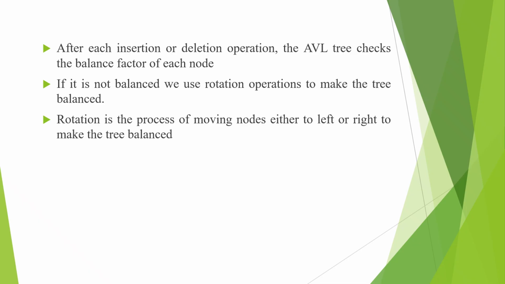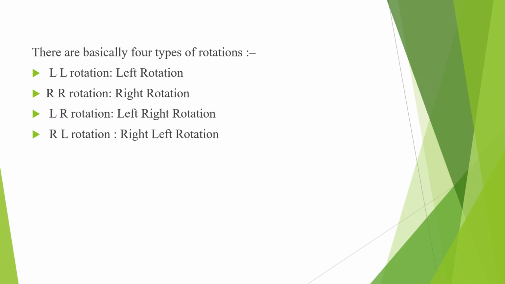After each insertion or deletion operation, the AVL tree checks the balance factor of each node. If it is not balanced, we use rotation operations to make the tree balanced. Rotation is the process of moving the nodes either to the left or right to make the tree balanced.